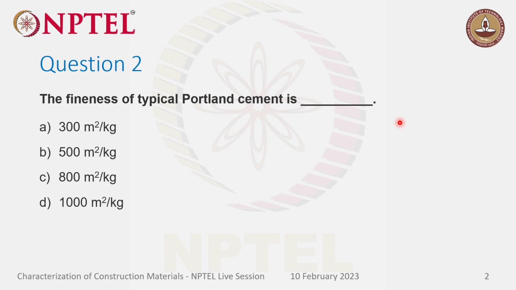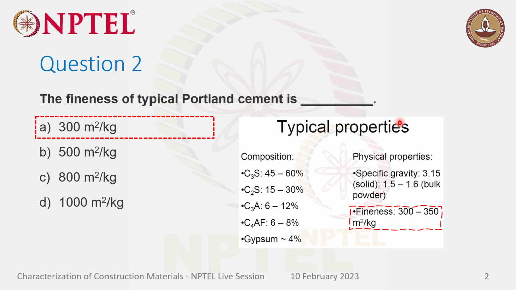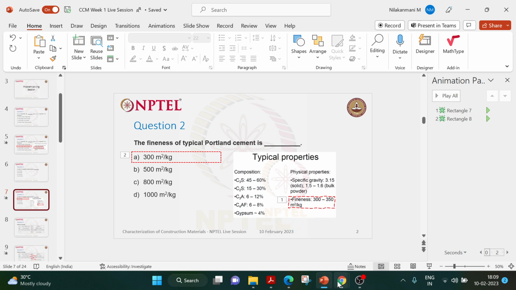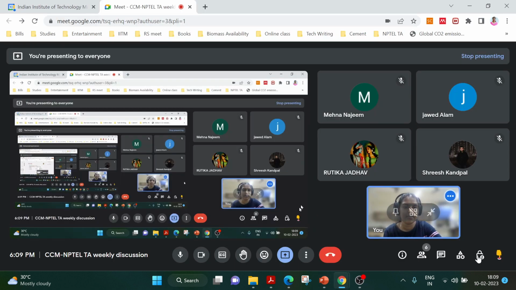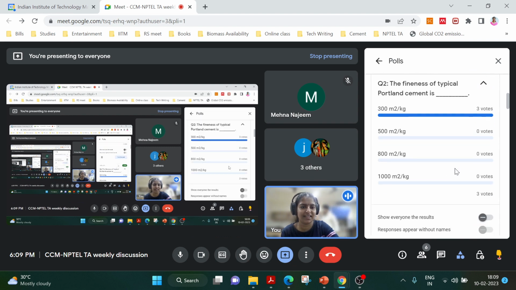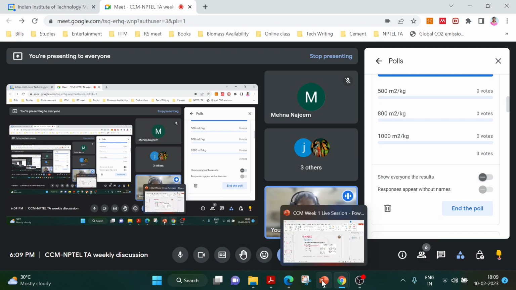Time is up, so let's see the solution. The answer is 300 to 350 square meters per kg, so the answer is option A. Now let's see your answers from polls. Okay, most have given the right answer. Fine, now let's move to question number 3.